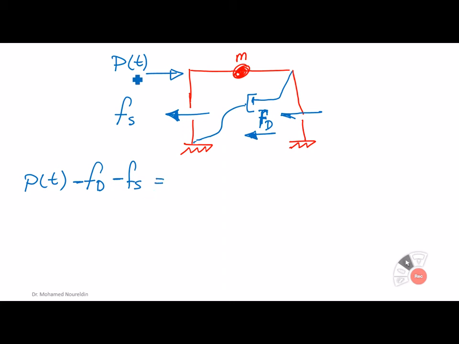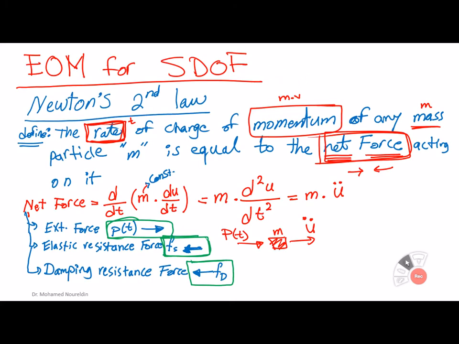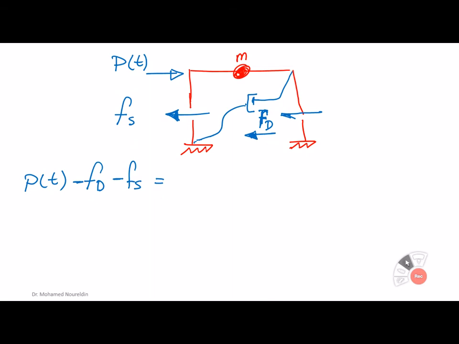what? If this P of t is a dynamic force, it means that our system is going to be in motion, right? So let's go to Newton's second law. The net force here is these three components, and the right-hand side is going to be M times u double dot.